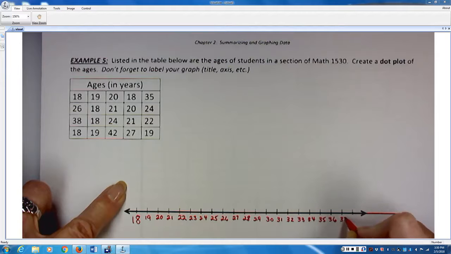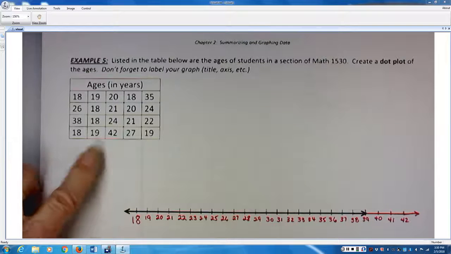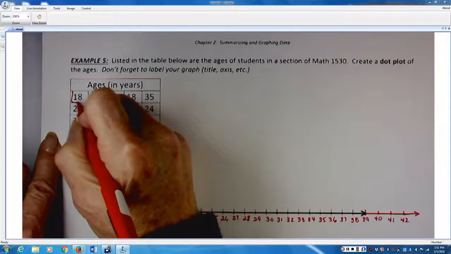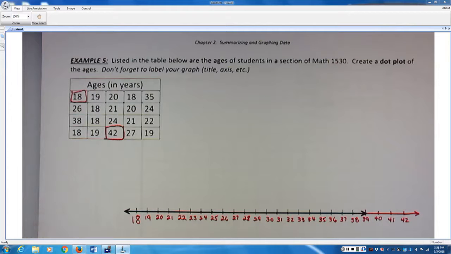36, 37, 38, 39, 40, 41, 42, because the oldest person in the group is 42. Okay? Now, I could have counted each one of those tick marks as 2 years and gone 18, 20, 22, 24, and it would have been okay. It would have just been a little crowded when I start making my dots.